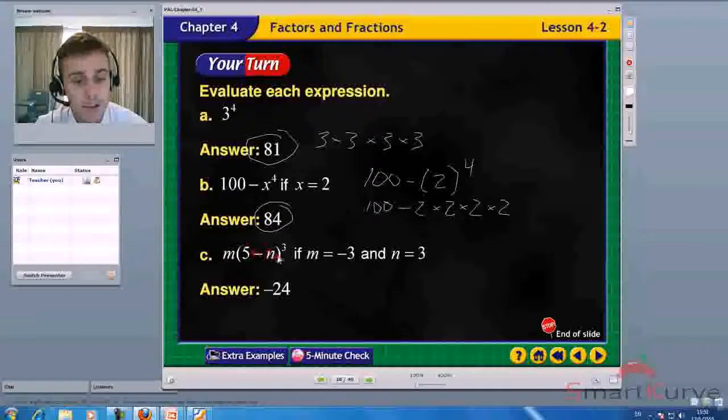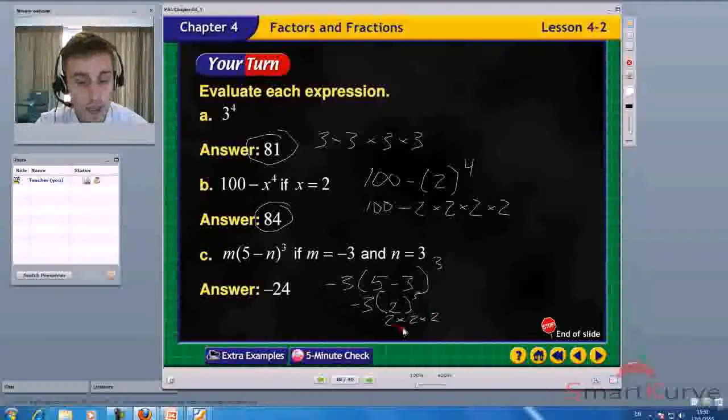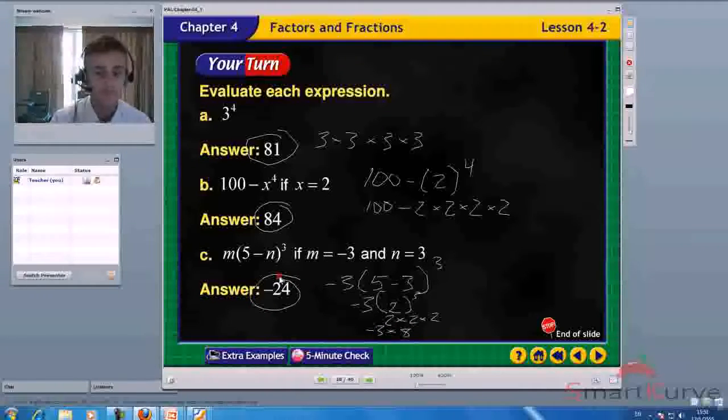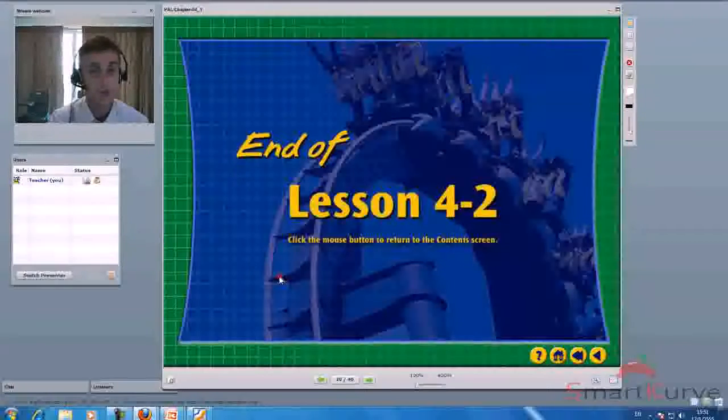m(5 minus n) cubed if m equals negative 3 and n is 3. Substitute them in. Negative 3 times (5 minus 3) cubed. 5 minus 3 is 2, cubed. Negative 3 times 2 cubed, 2 times 2 times 2, 8. Negative 3 times 8 is negative 24. End of lesson 4-2.